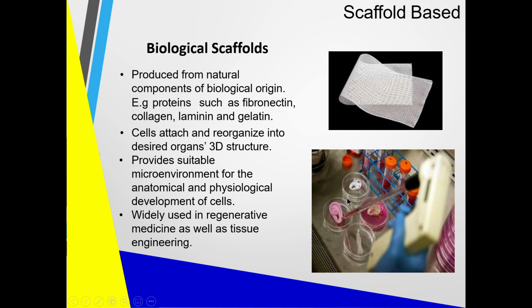If you can see in this picture, the biological scaffold here is the ear, and the researcher pipettes the cells onto the scaffold, and then the cells will grow covering the scaffold of the ear. These biological scaffolds provide a suitable microenvironment for the anatomical and physiological development of cells. They are widely used in regenerative medicine as well as tissue engineering.